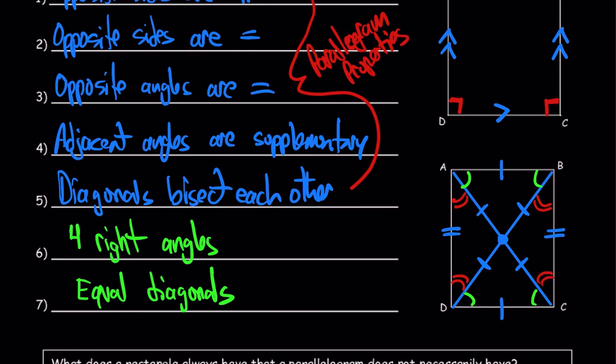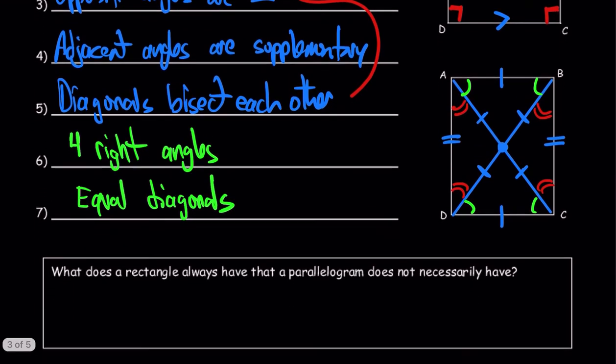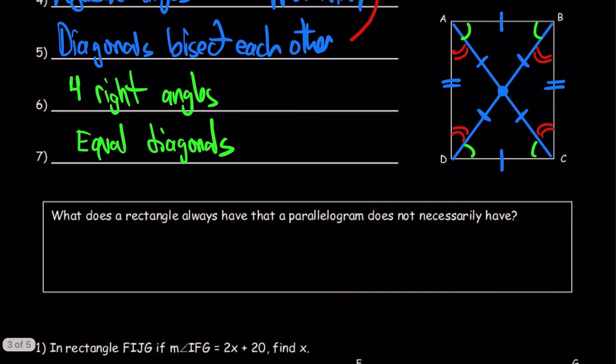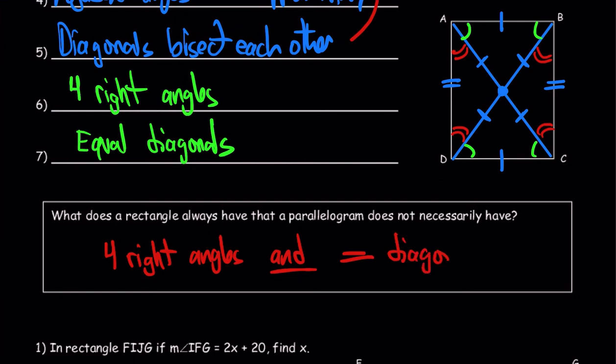So you can see right away, it's a little busier than a parallelogram was because there's more properties. I know more things. Next question, very important. What does a rectangle always have that a parallelogram does not necessarily have? 4 right angles and equal diagonals.